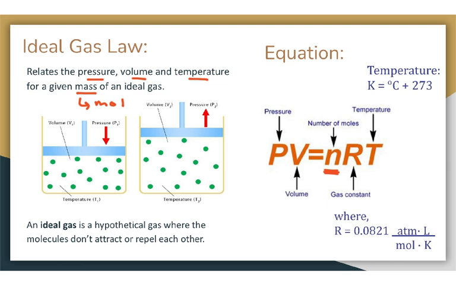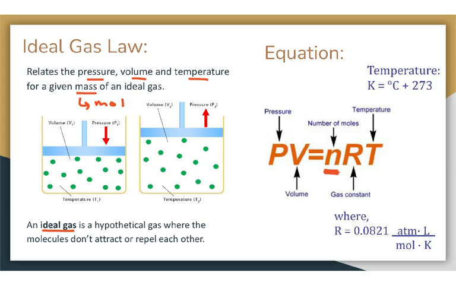And we can see that equation off to the right. You might be wondering, what is an ideal gas? An ideal gas is a hypothetical gas where the molecules don't attract or repel each other. So when we're using this gas law, we're assuming that the gases we're working with are ideal gases and that they don't have charges, something we haven't had to talk about much. This gas law just has us assume that we're not dealing with that.